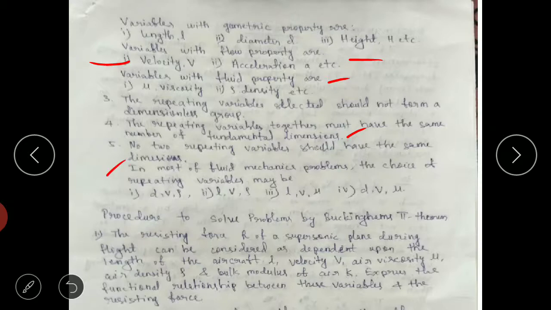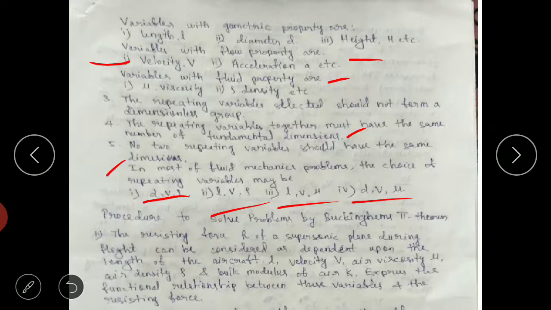In most fluid mechanics problems, these may be the repeating variables. In many of the given problems, the repeating variables will be dV rho, or L V rho, L V mu, or d V mu. So these will be the combinations of repeating variables.